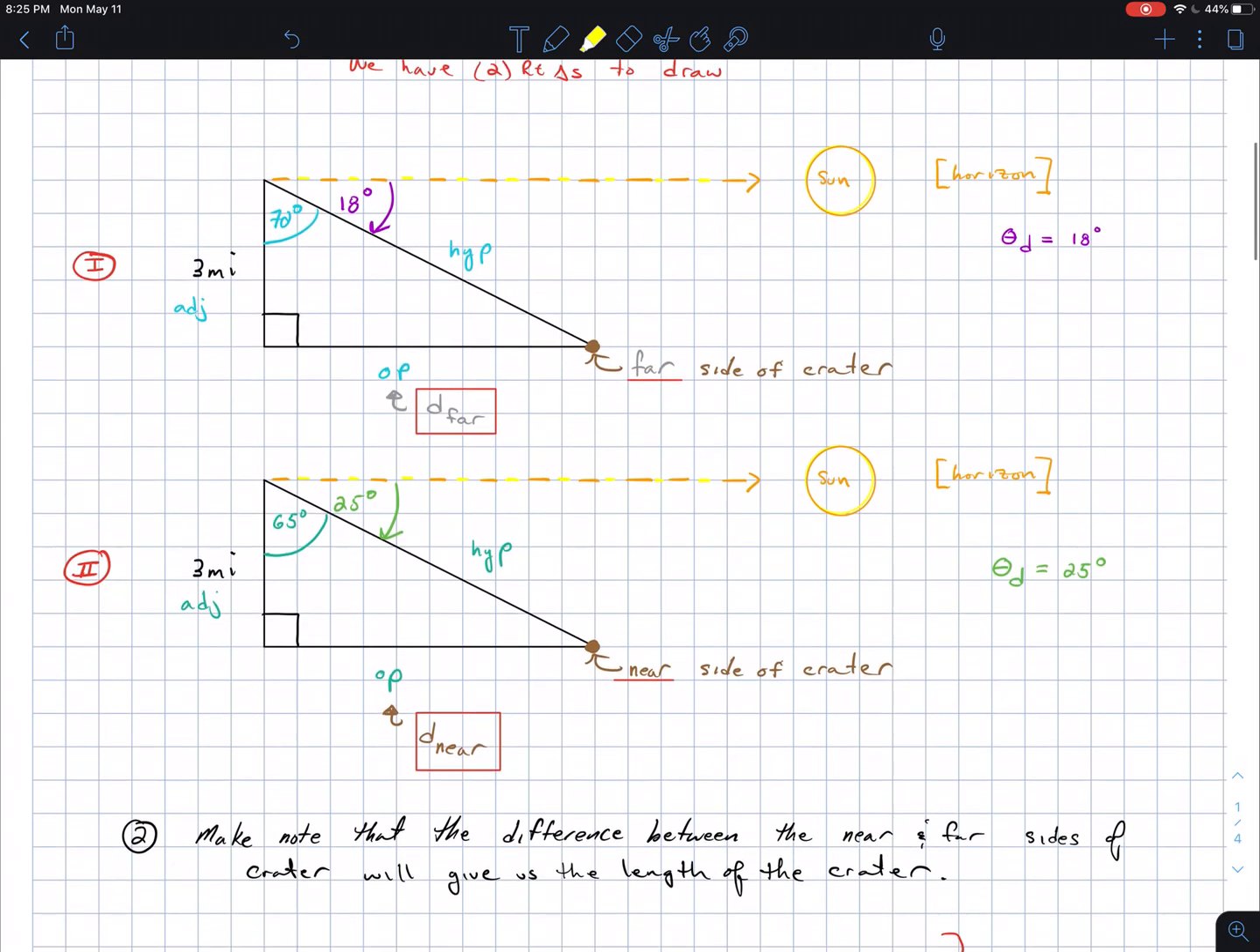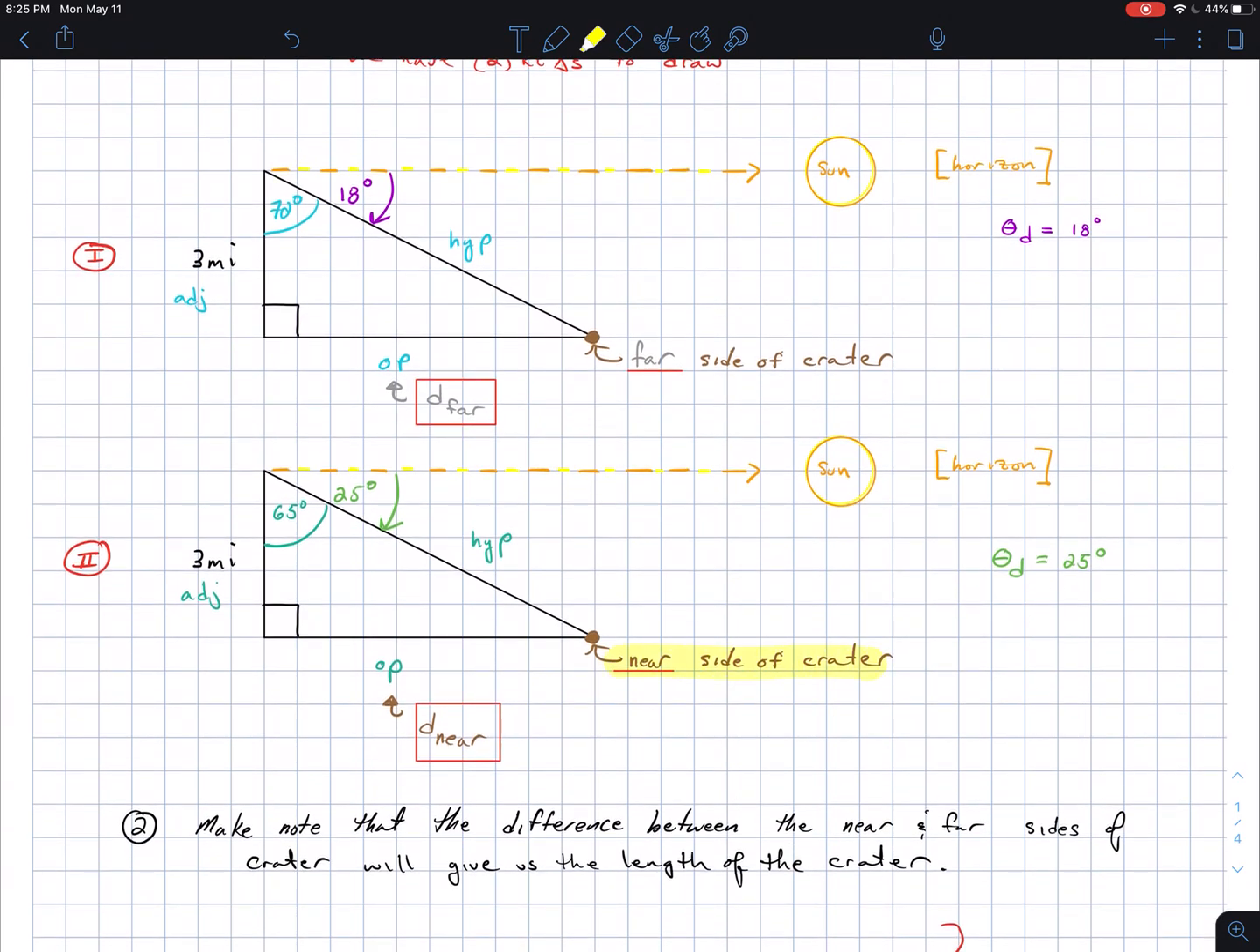So we then did the near side of the crater, and the angle of depression is 25 degrees. So 90 minus 25 gives us 65 degrees. I labeled the triangle appropriately: hypotenuse, opposite, and adjacent. I then labeled the opposite side the near side. Why? Because this horizontal distance is what we're counting on as being the distance to the near side of the crater.